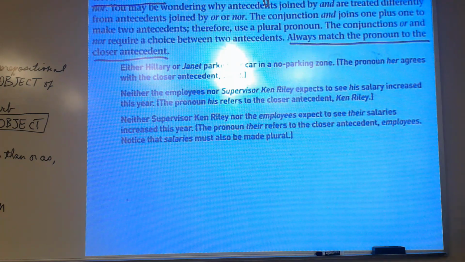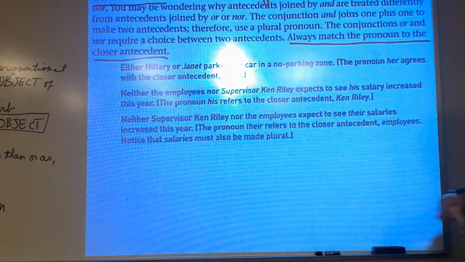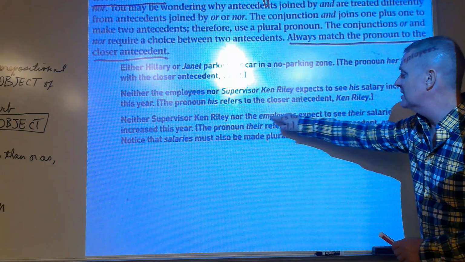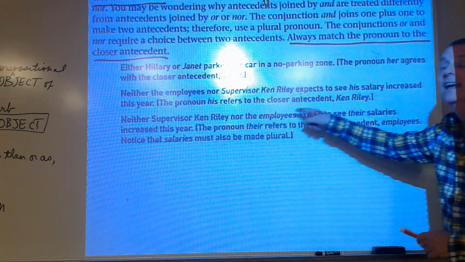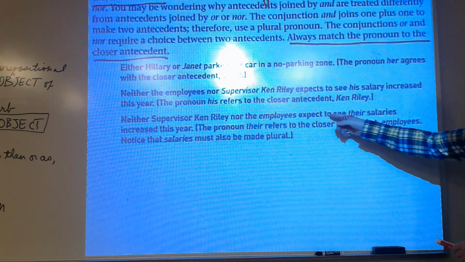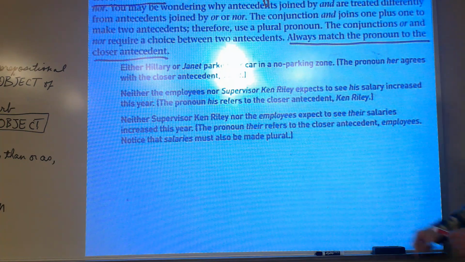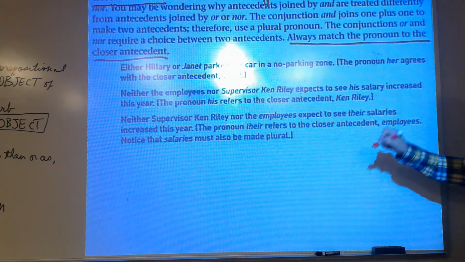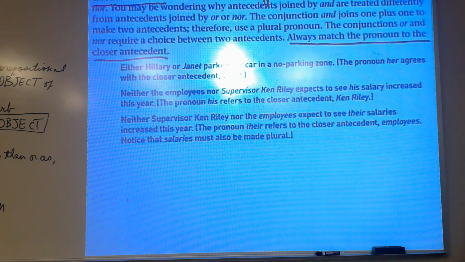Neither Supervisor Ken Riley nor the employees. Now, employees could be masculine or feminine, and since that's plural, I'm going to employ a plural pronoun to see their salaries increase this year. Or, nor suggest one or the other. Use the one that's closer to the pronoun in question.